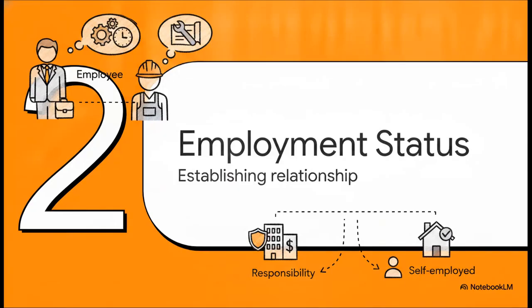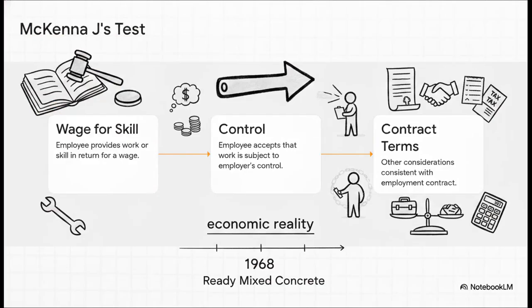Moving on to part two, test one, employment status, where we establish the relationship. Courts used to rely on a whole bunch of different tests to figure this out, but the modern go-to is the economic reality multiple test. This comes straight from the 1968 case Ready Mixed Concrete. To prove someone is an employee, you need to check off these three specific conditions laid out by McKenna J.